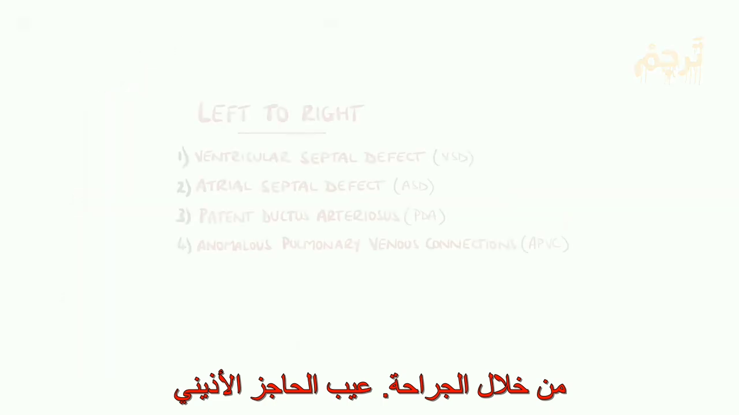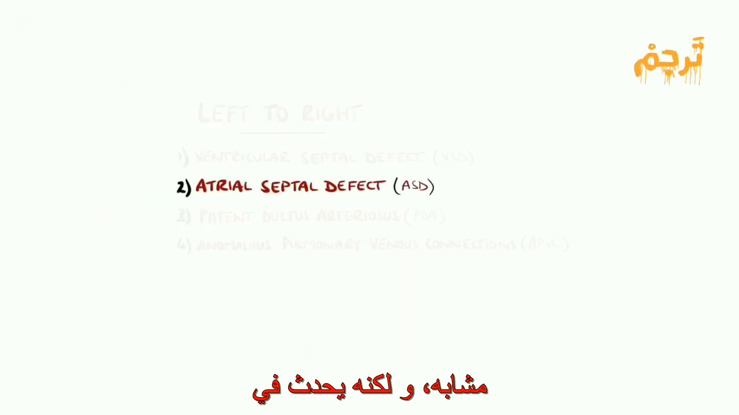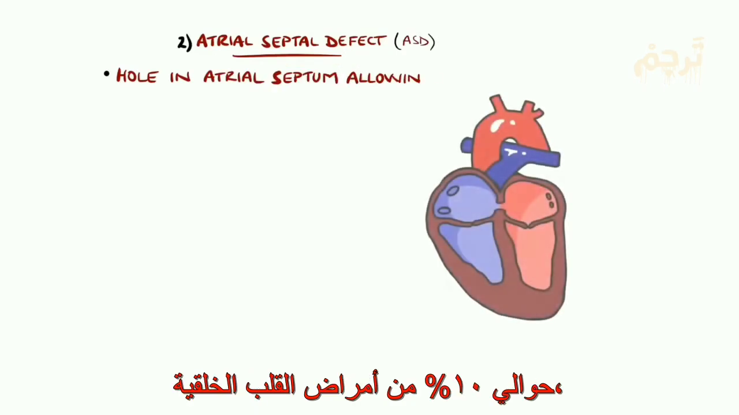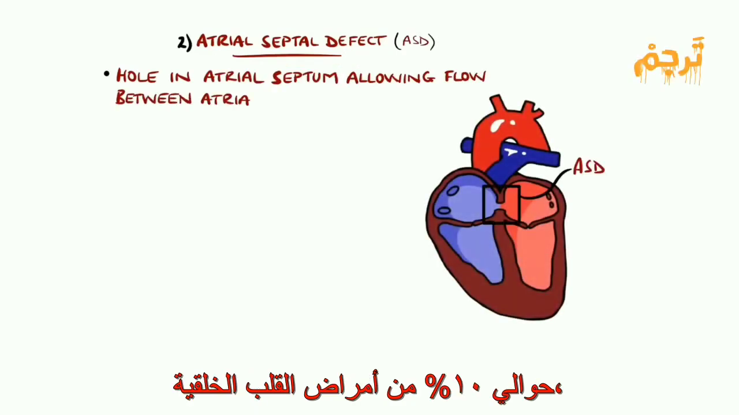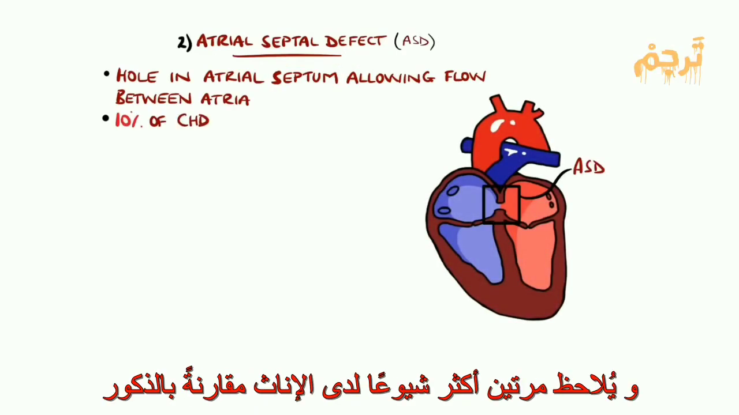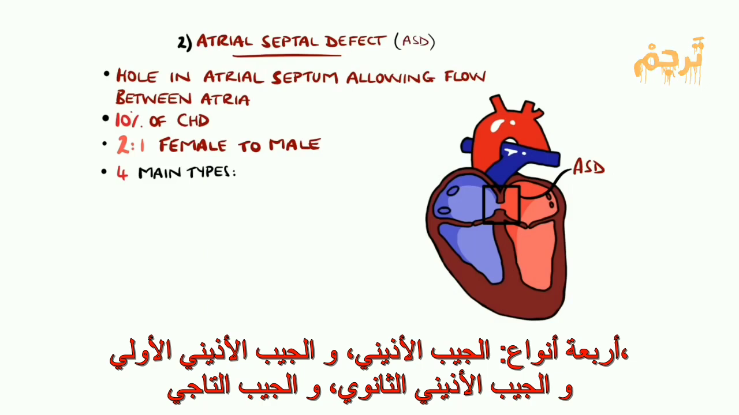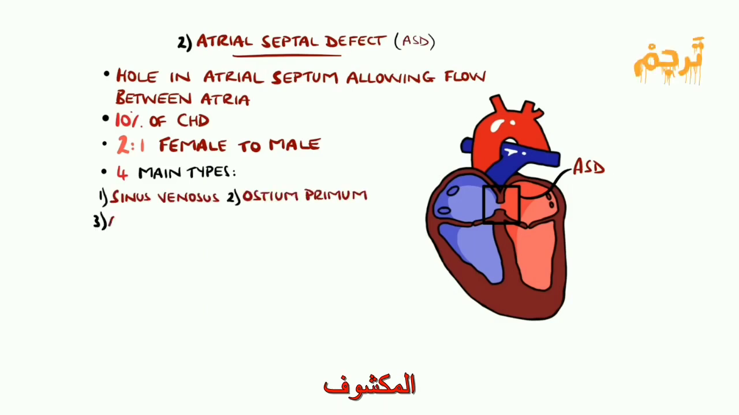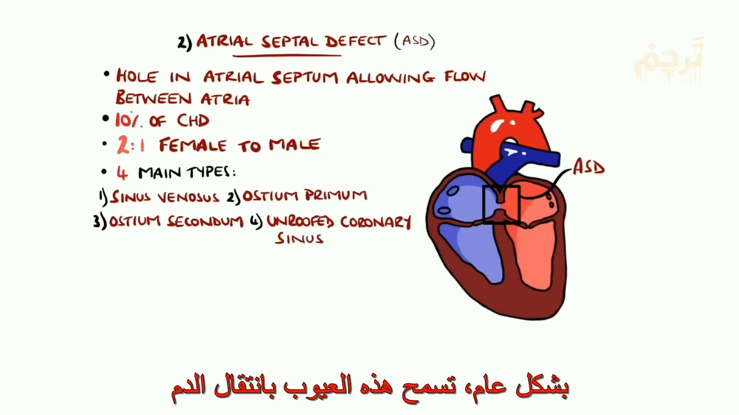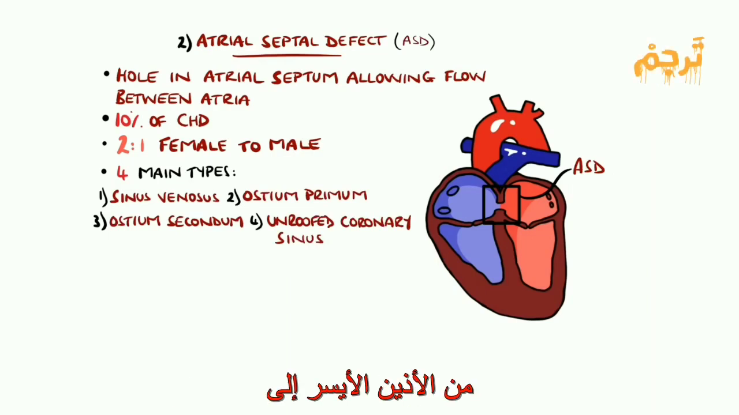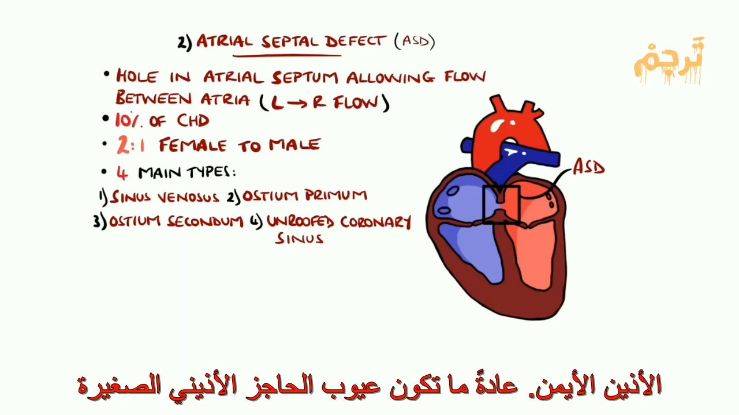An atrial septal defect is similar, but instead occurs in the septum between the atria. It makes up around 10% of congenital heart disease and is seen twice as commonly in females as in males. Similarly to VSD, there are 4 types: sinus venosus, ostium primum, ostium secundum, and unroofed coronary sinus. Overall, these allow for blood to move from the left atrium to the right atrium.